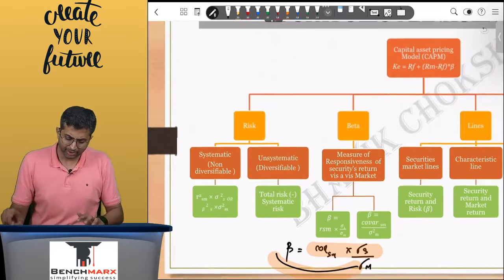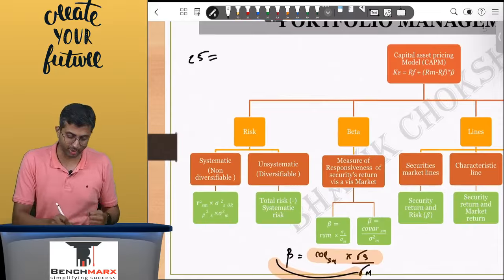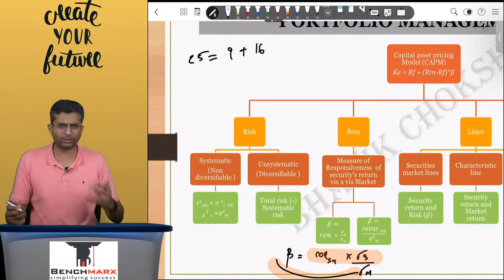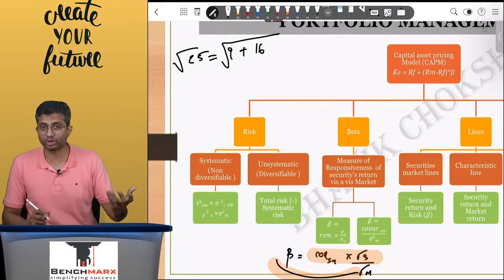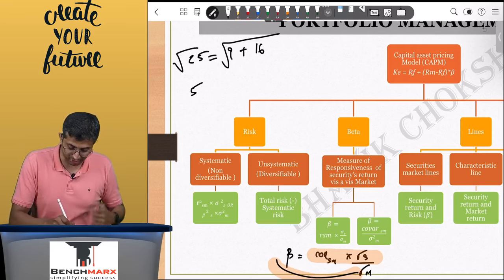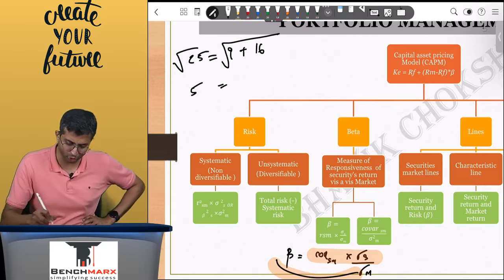Well, why? It is because when you look at 25, let us say that is the total risk in squared terms, and then you do 9 and 16. 25 is equal to 9 plus 16, perfect. So if you square root it, this will be square rooted totally. Now, if you do square root of 25, that is 5, and square root of 9 plus 16, that is 25, is also equal to 5, no problem.